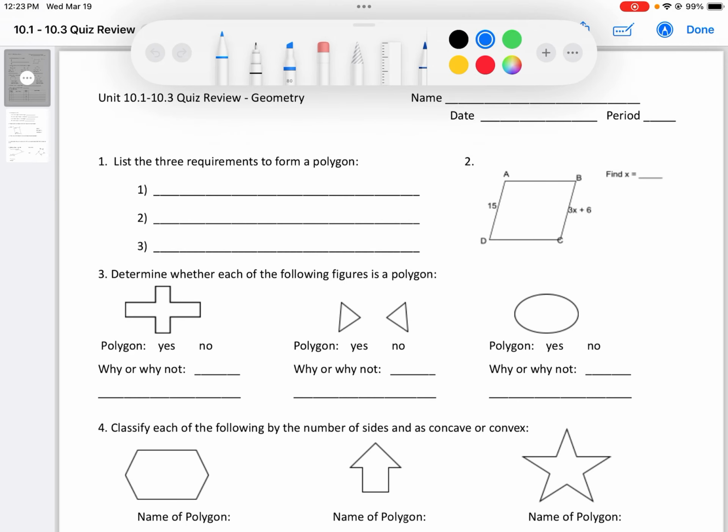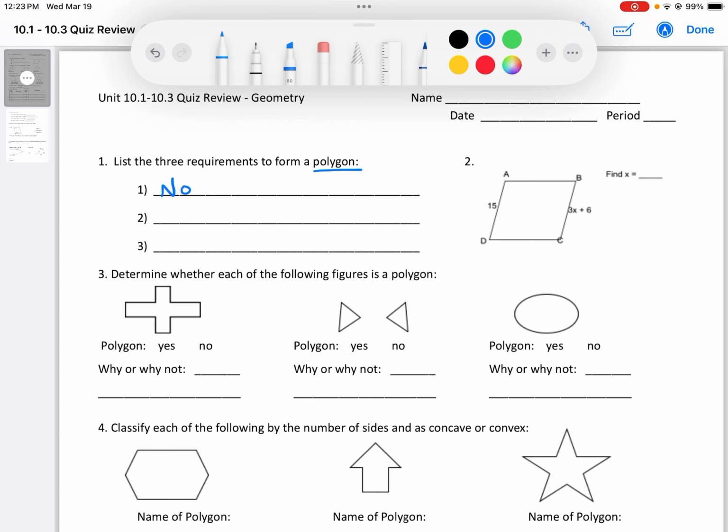I'm going to be going over the 10-1, 10-2, and 10-3 quiz review. This covers all of the initial information from Unit 10: polygons, naming them, interior angles, exterior angles, and parallelograms. So to get started, let's talk about the 3 requirements to form a polygon.